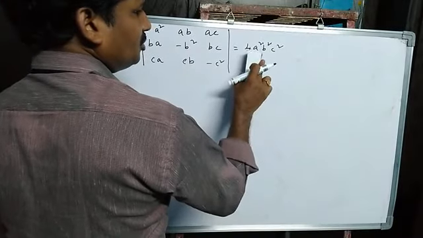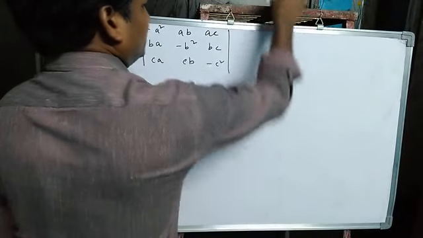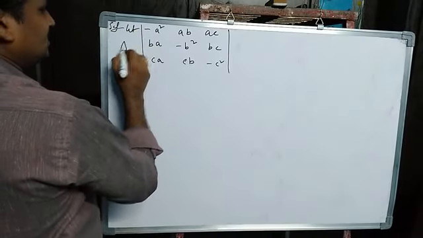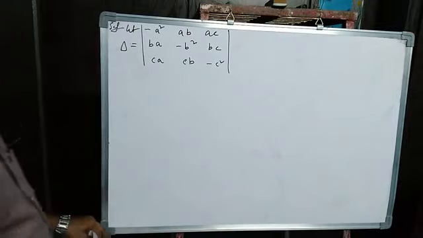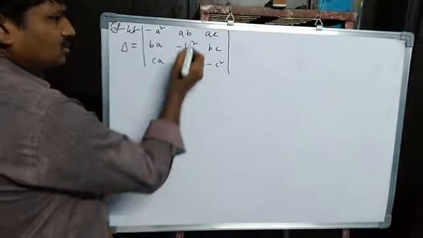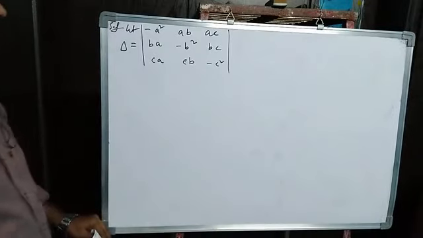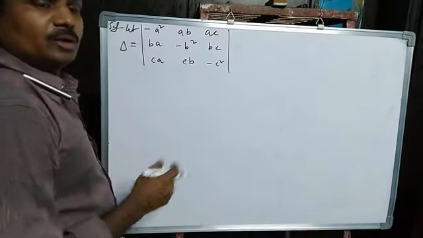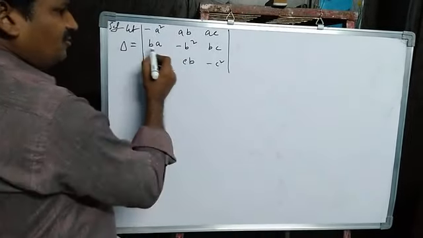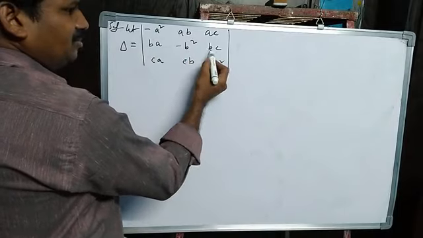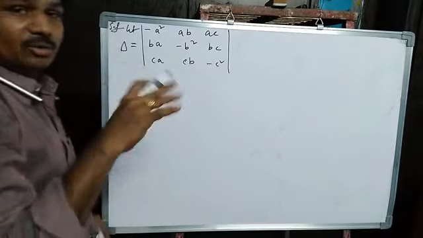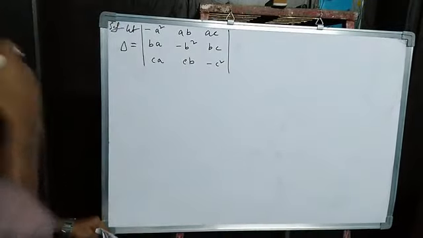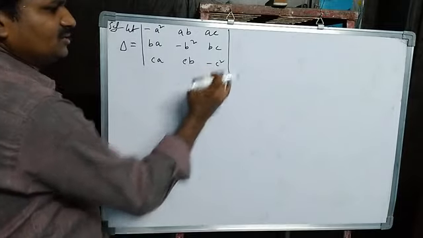Just remember, what we have to prove? 4 A square B square C square. See here, what is the solution? Let this determinant be delta. Whenever you observe these determinants, you can get an idea. From row 1, what can you take out common? A. From row 2, B square, BC, that means B can be taken out common. From row 3, C, because CA, CB, C square is there. C you can take out common.